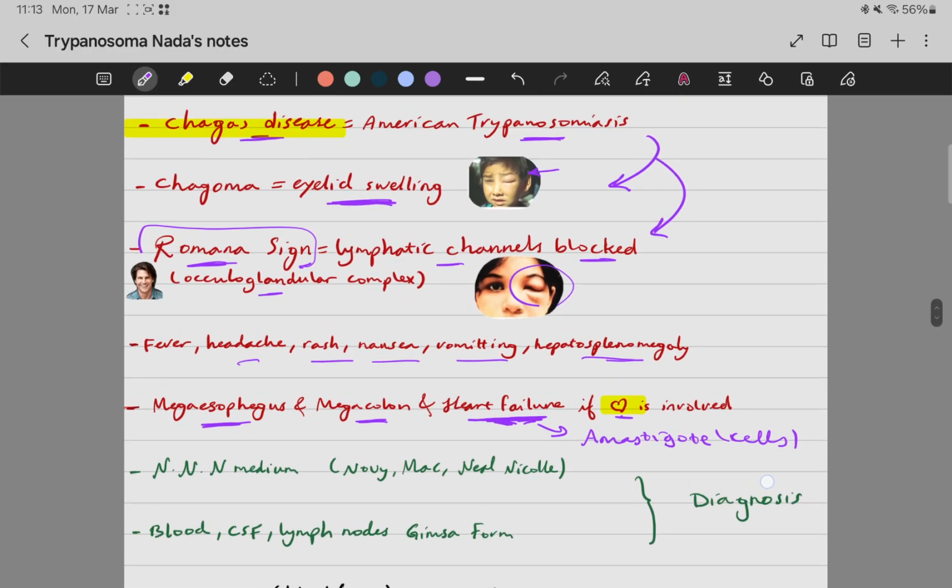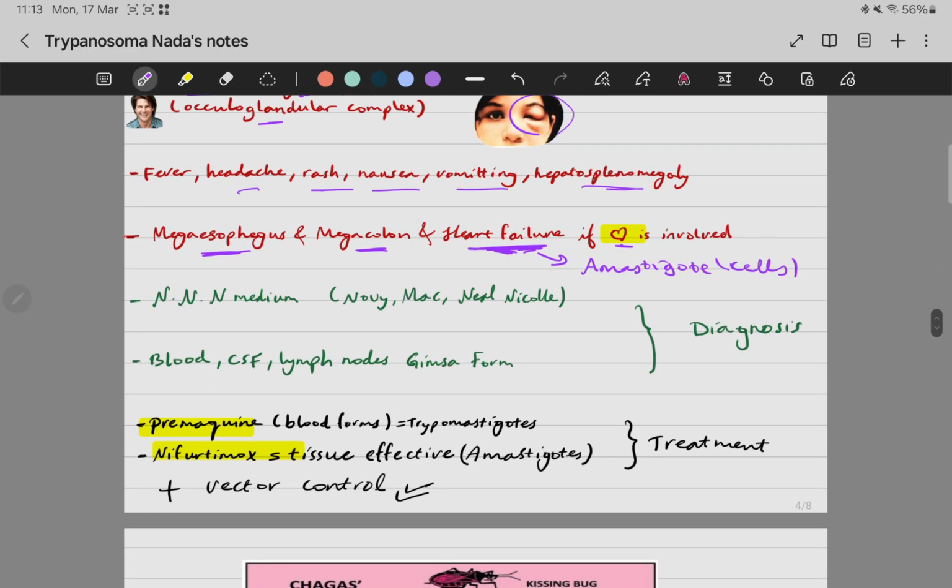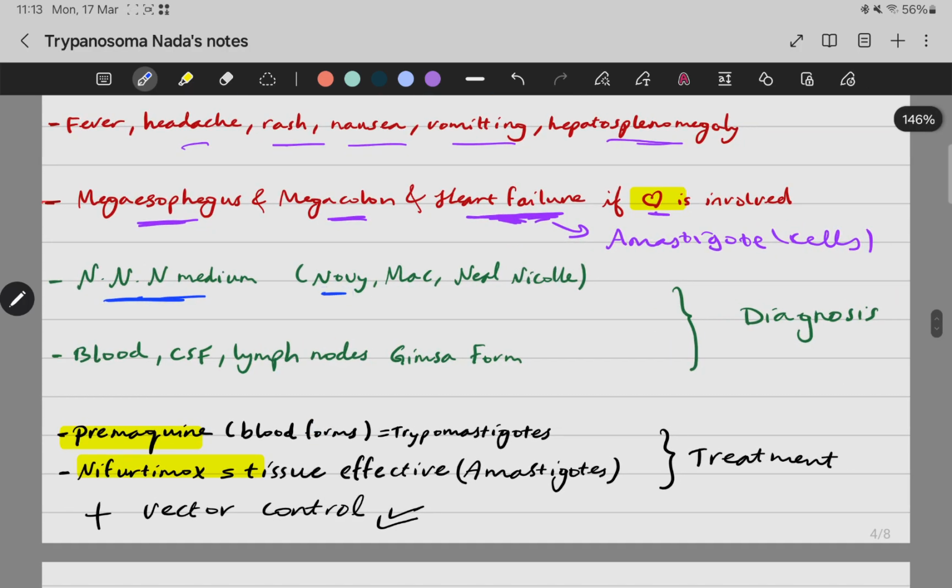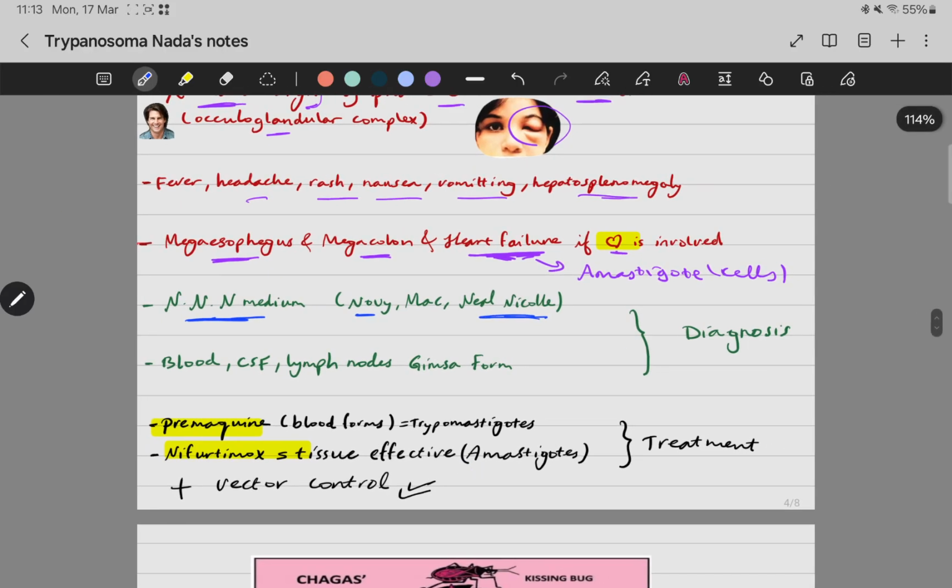So what about the diagnostic features of Trypanosoma cruzi? Trypanosoma cruzi, the American one. Here, as you can see, NNN medium, three N medium. The names could also suggest American names, like Nobby, Mac, Neil, Nicole, so American names. NNN medium for Trypanosoma cruzi. And we can also use blood samples, cerebrospinal fluid samples, and lymph nodes, all of them stained with Giemsa stain, and we can see them under the microscope. So, NNN, three N medium, and blood and cerebrospinal fluid samples.